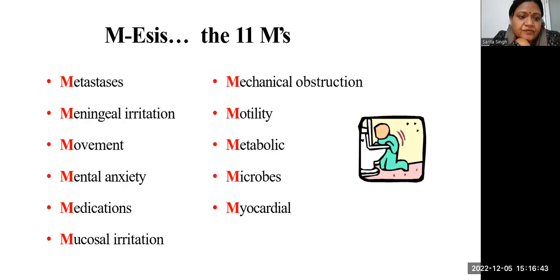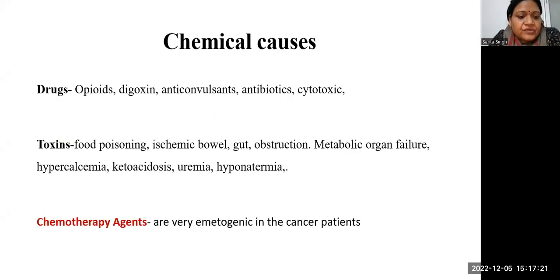You can remember these 11 M's. If you remember these 11 M's, you will always know the causes of the vomiting, like metastasis, meningeal irritations, movement, mental anxiety, medications, mucosal irritations, mechanical obstructions, motility, metabolic, and infections, etc. Myocardial also. In myocardial infarction, there is an onset of vomiting. It's very frequent. So these are the important causes, and with the related questions you can find out the diagnosis almost. These are the questions.